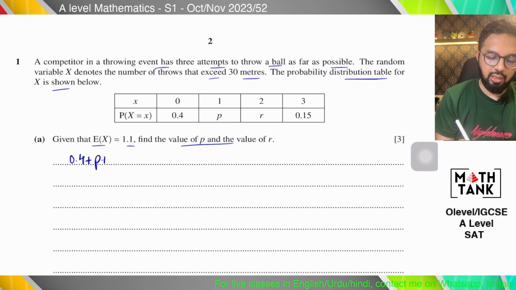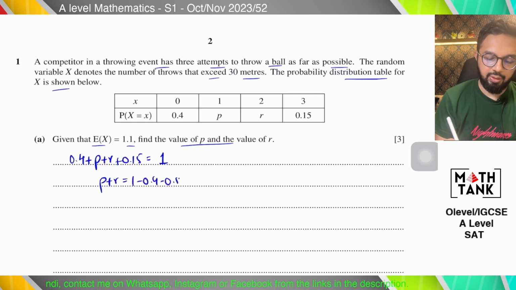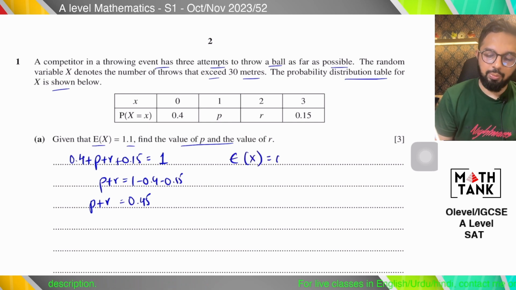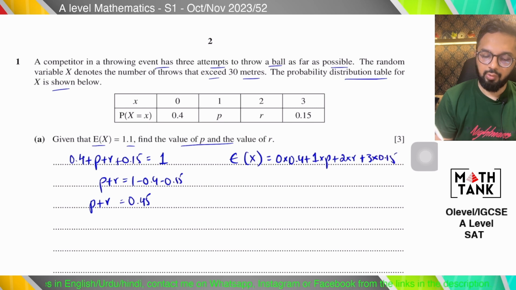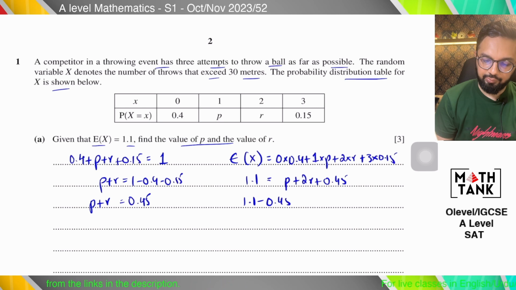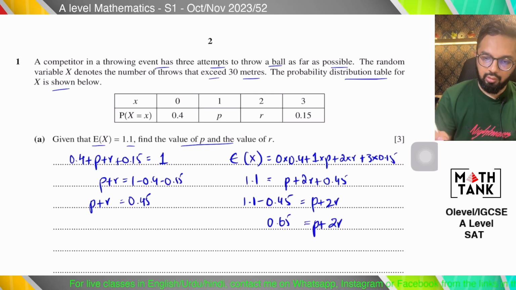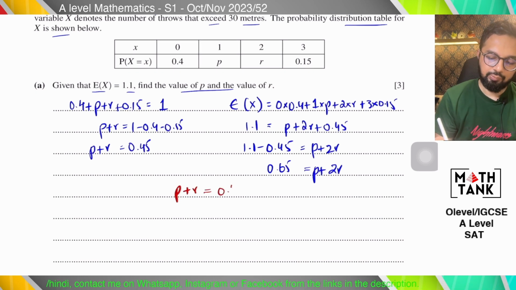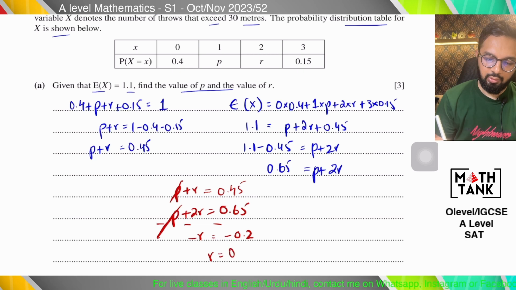The first thing that I know about this question is that if I add all of them up, it should give me 1. So p plus r is 1 minus 0.4 minus 0.15, which is, I think, 0.45. And for the expectation, you do x into p(x) and you sum up everything. That's 1.1 equals p plus 2r plus 0.45. That should give me 0.65. You can do an elimination. It's 0.2.